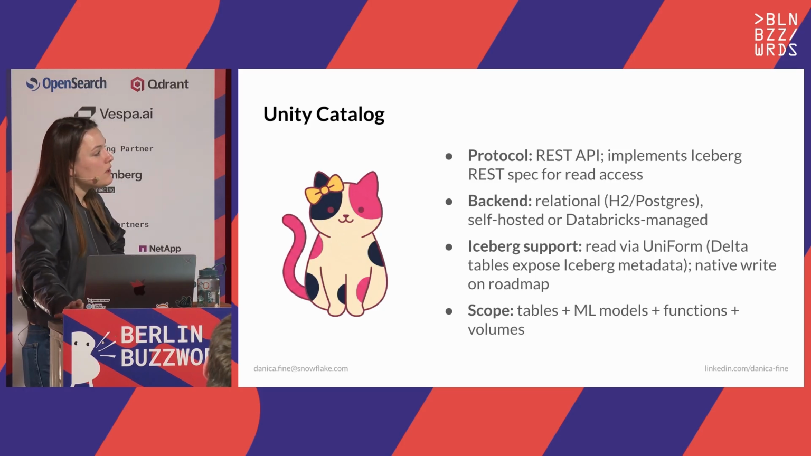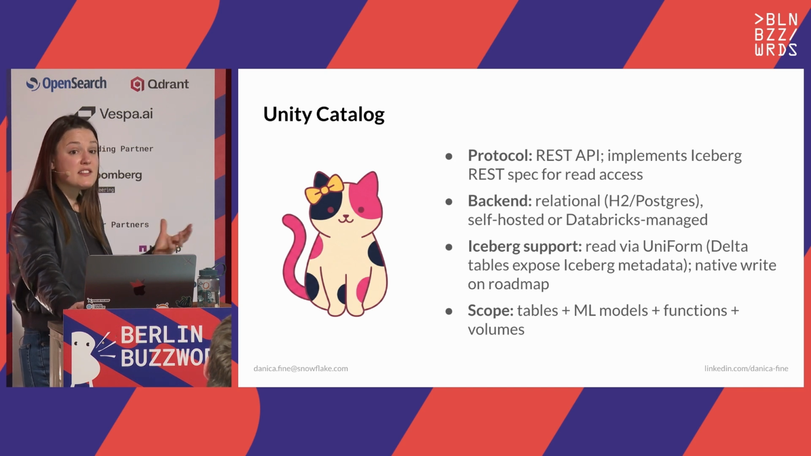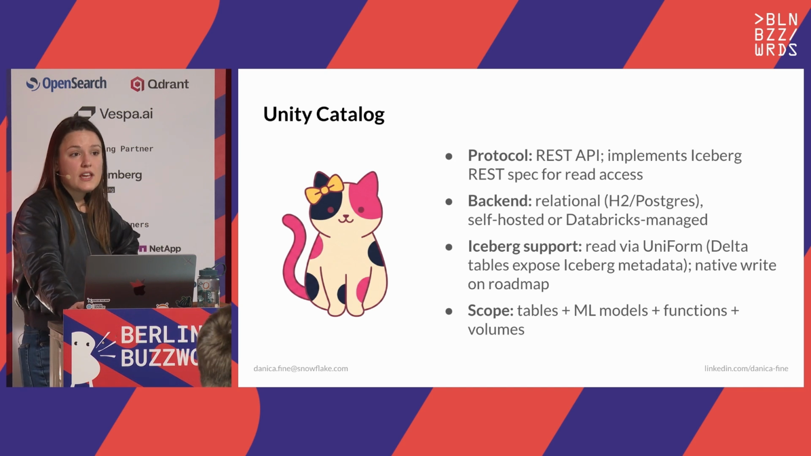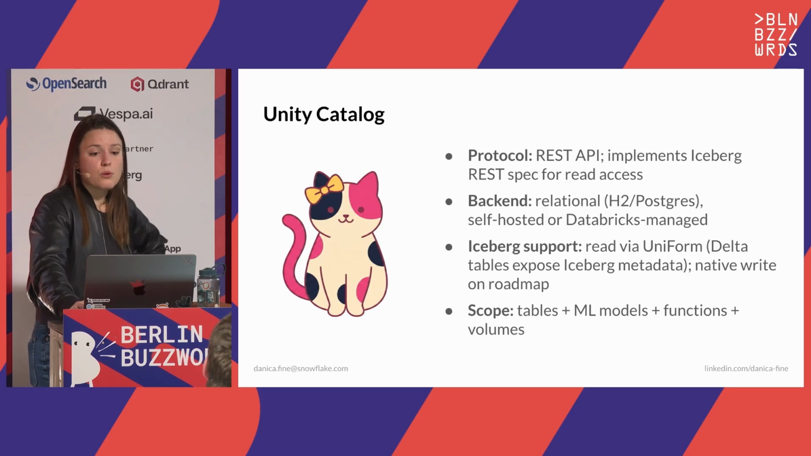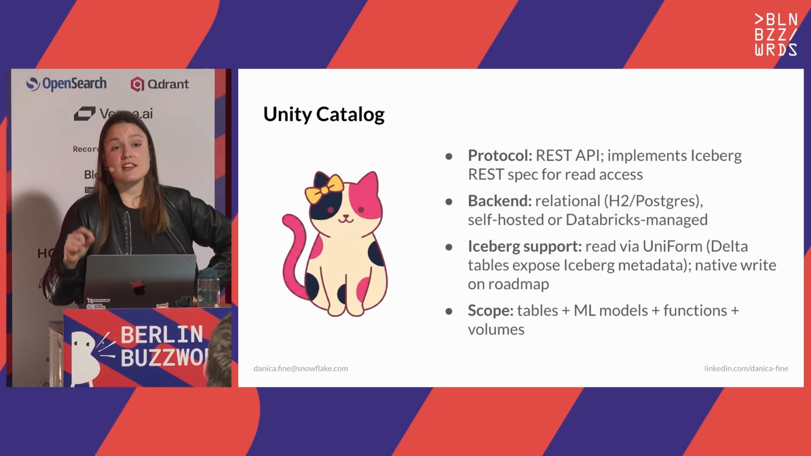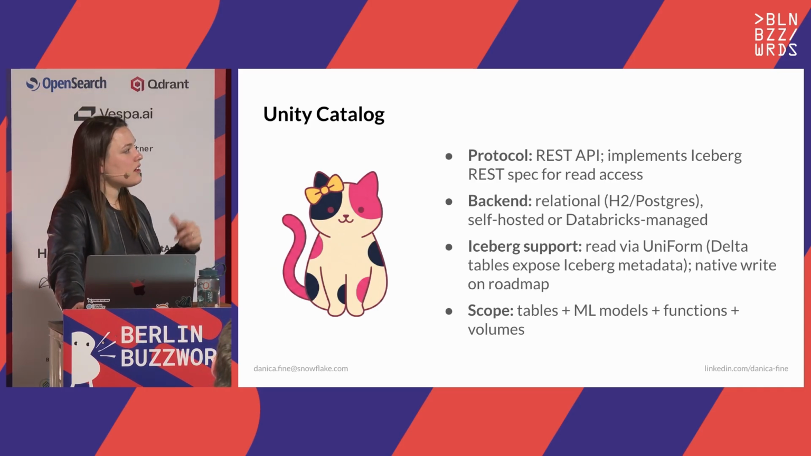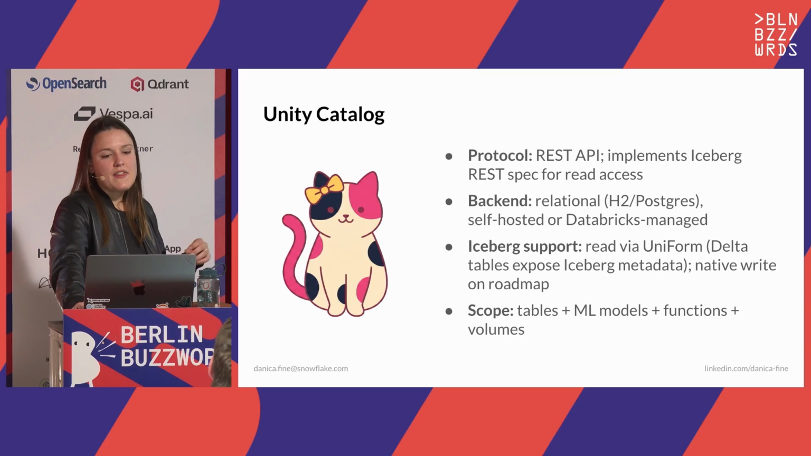So where I think Unity definitely differentiates itself is its scope. It's not just a table catalog. It also can manage your machine learning models through MLflow. You can manage volumes for unstructured data, and then functions that LLM agents can discover and call as tools. So you can register a Python function in Unity, and then agents using LangChain can invoke it directly. So no other catalog in the landscape offers that. So it's something to consider if that's a need of yours.